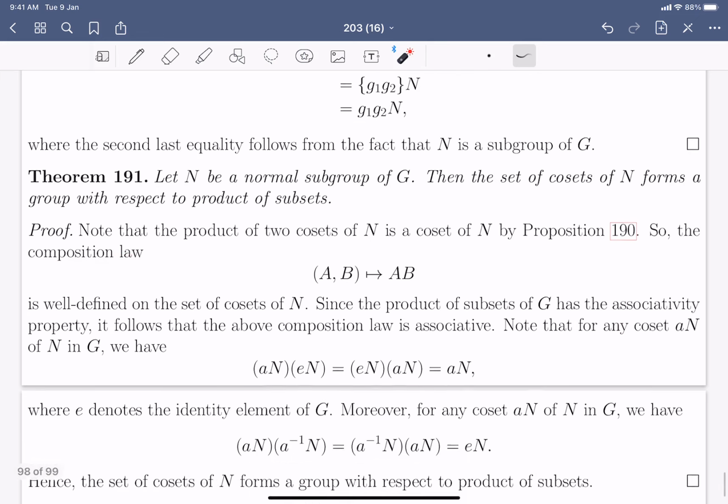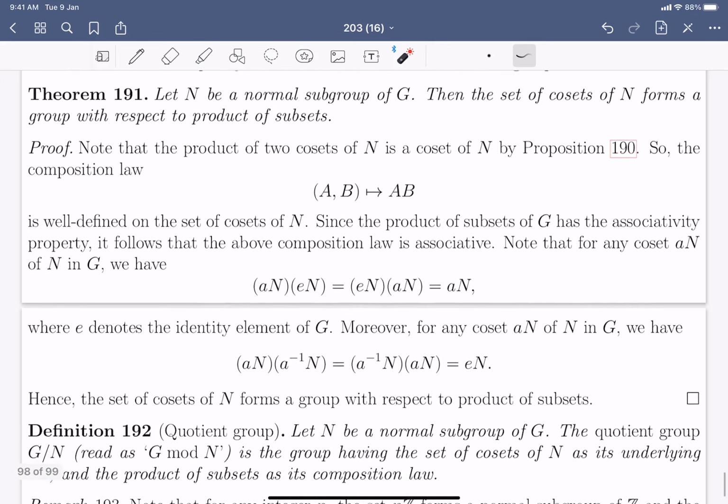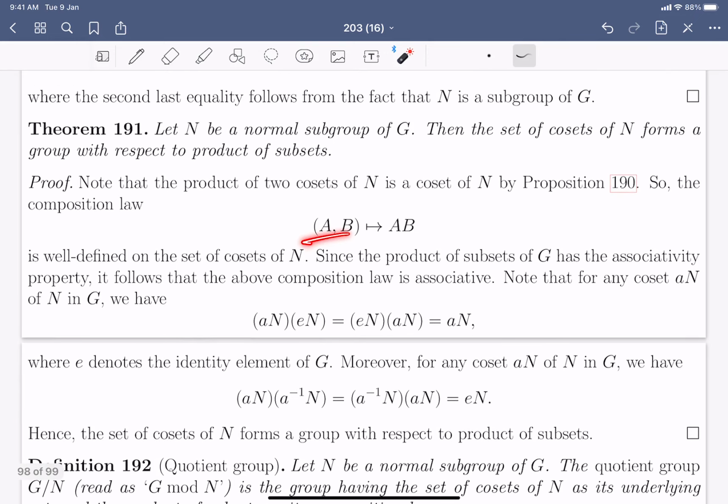Now the associativity of this composition law follows because you have already observed it, and it follows from the associativity property of the group law of this group G. Since the product of subsets of G has the associativity property, it follows that this composition law is associative. Now if you take any coset of the subgroup N in the group G, then you note that N times this coset, eN, or you could have just denoted it by N.